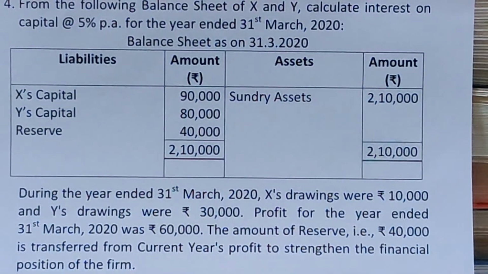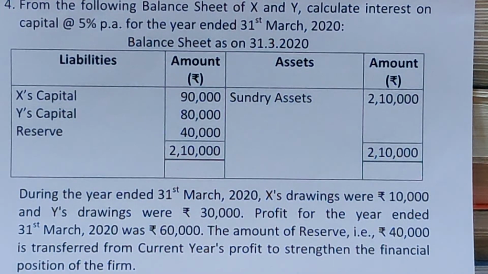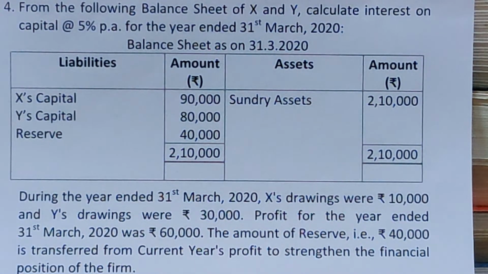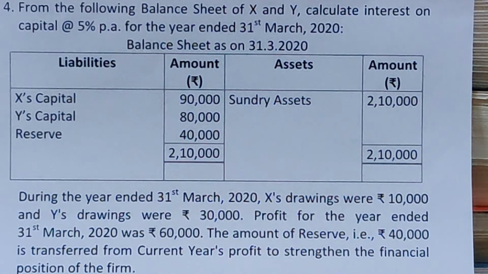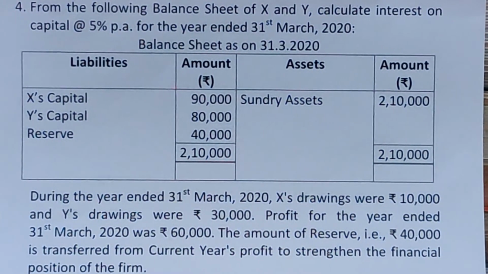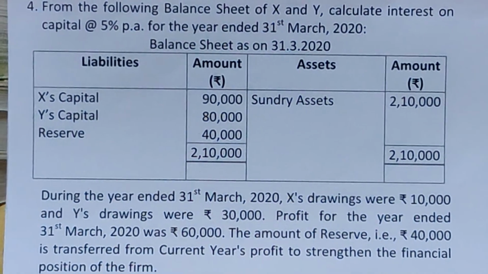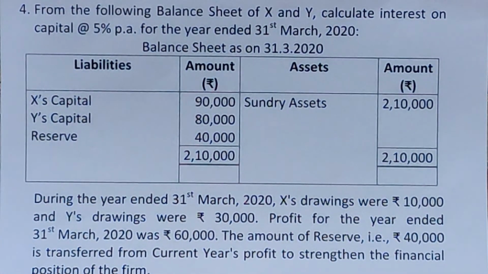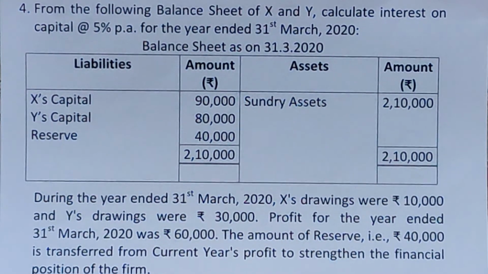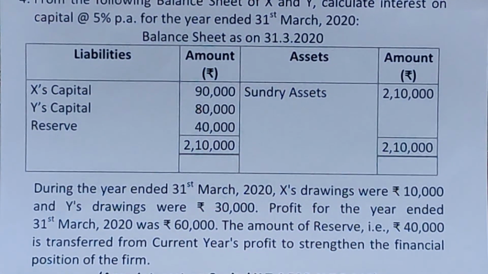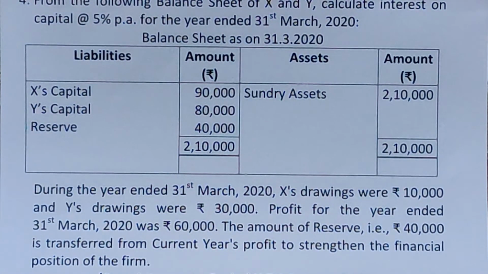From the following balance sheet of X and Y, calculate interest on capital at 5% per annum for the year ended 31st March 2020. We are given the balance sheet on 31st March 2020, and interest is also to be calculated on that date. It means the capital balances will be closing balances. X's capital is 90,000 rupees, Y's capital is 80,000 rupees.